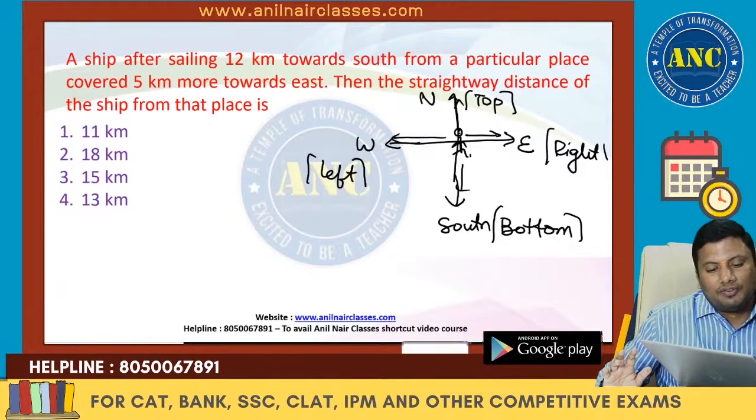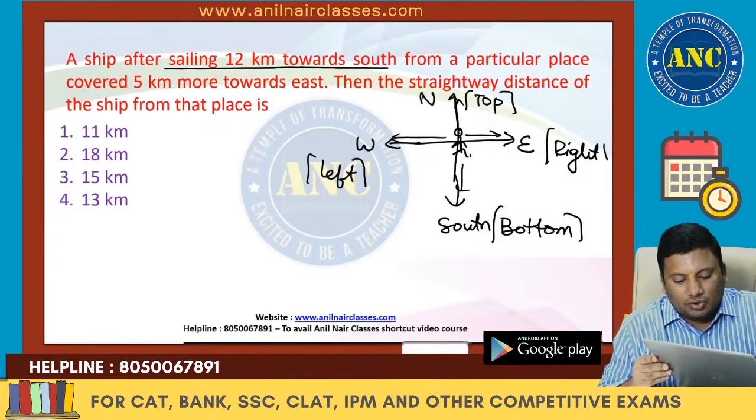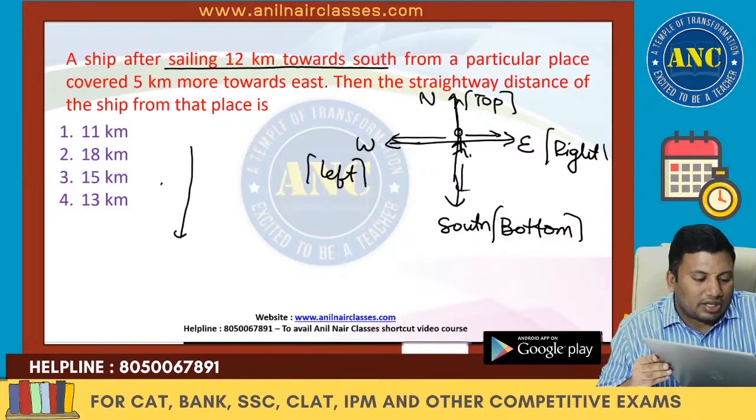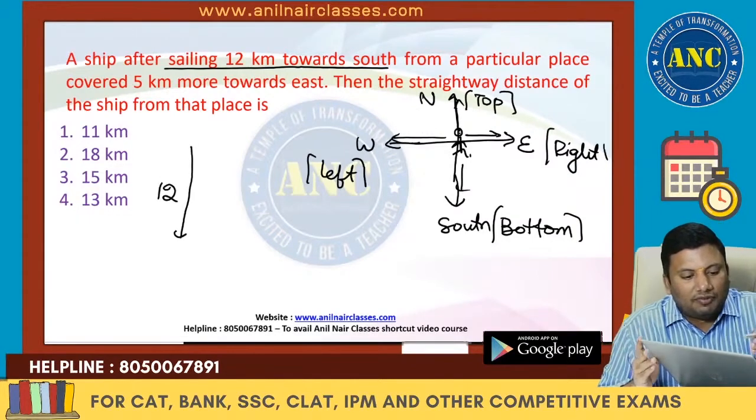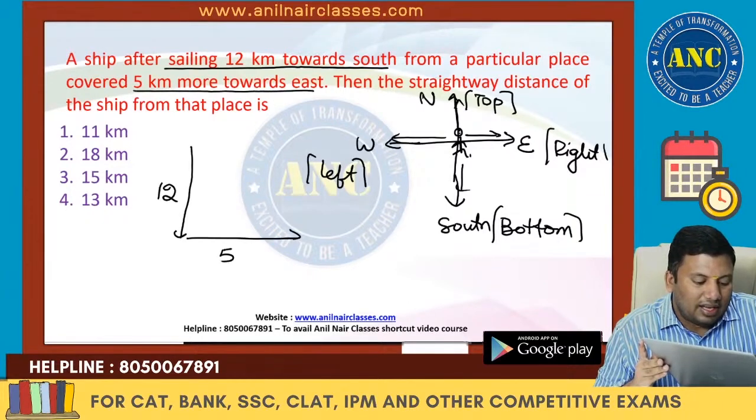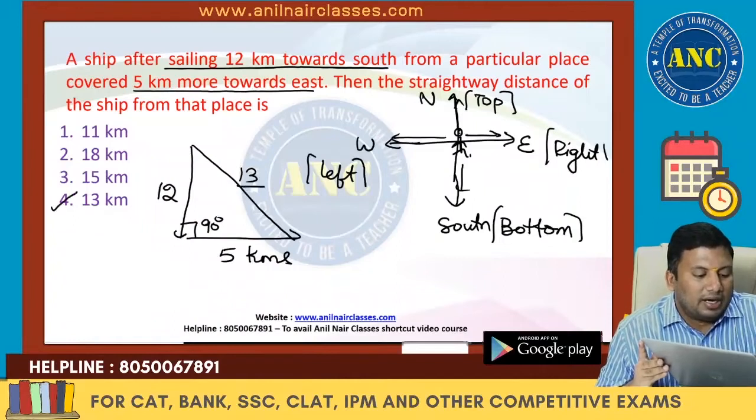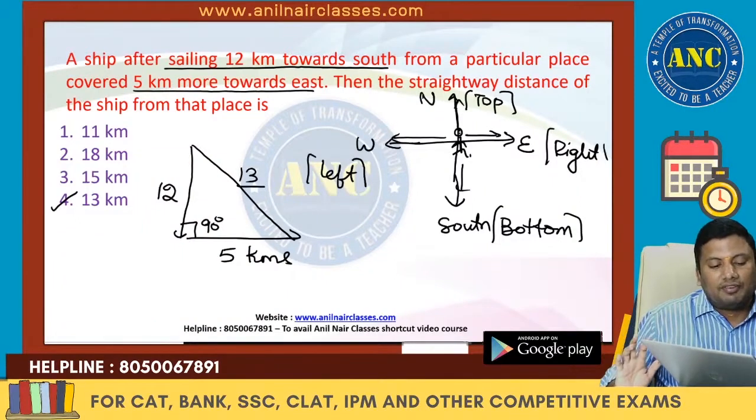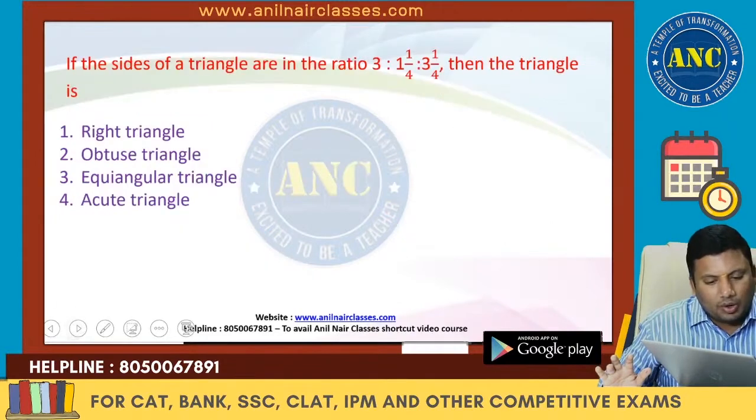Now the first question. A ship, after sailing 12 kilometers towards south, which is bottom, from a particular place, travels 5 kilometers towards east. These are at 90 degrees, 5 and 12. So the distance is a Pythagorean triplet, it is 13. The first answer is 13, just an understanding of directions. I hope it is clear.